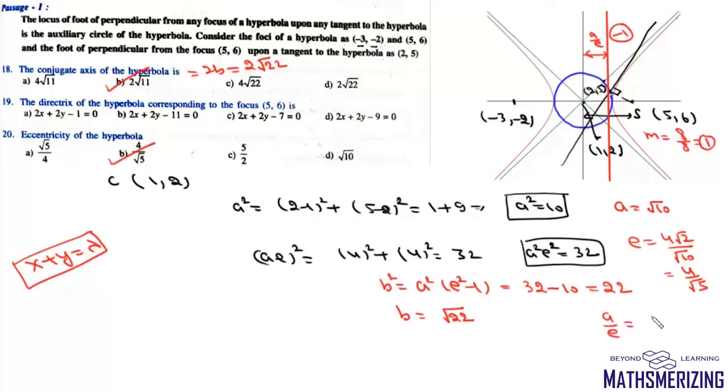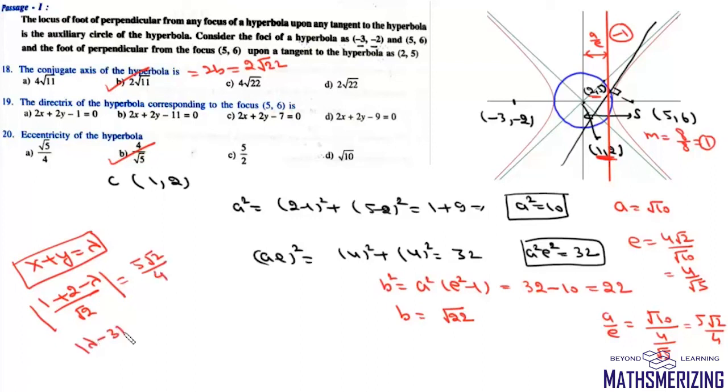So value of A upon E simply will be under root 10 by 4 root 5. So it will be 5 root 2 by 4. So perpendicular distance from center on this directrix must be equal to 5 root 2 by 4. So we'll find perpendicular distance from 1, 2. So it will be 1 plus 2 minus lambda upon root 2, and this value, it is equal to 5 root 2 by 4. So we can write mod of lambda minus 3, and it is equal to 5 by 2. So value of lambda will be 3 plus or minus 5 by 2.